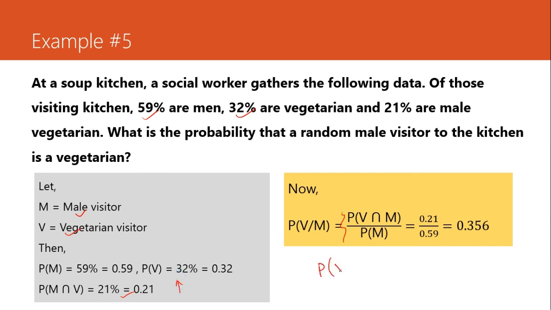One more thing, there is no difference between V intersection M and M intersection V. Both mean the same thing. So don't get confused. Both are same. Okay.